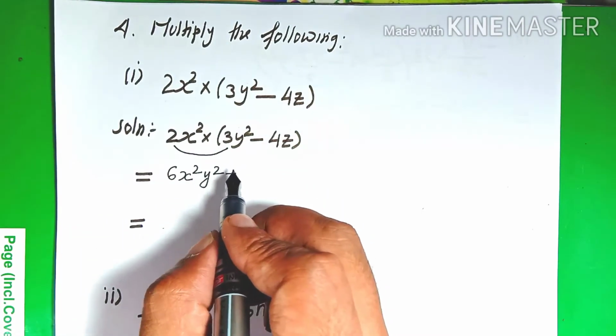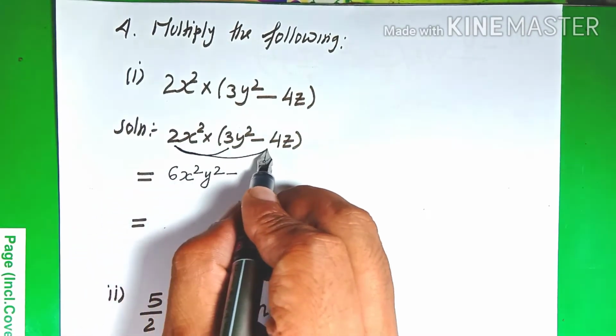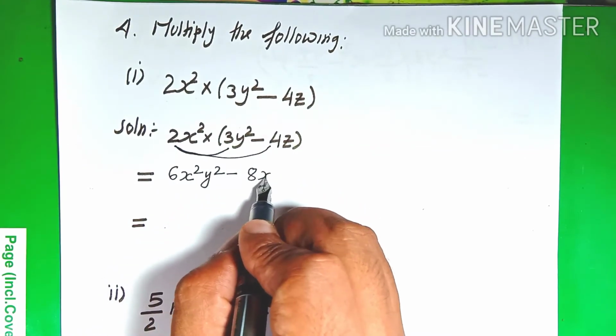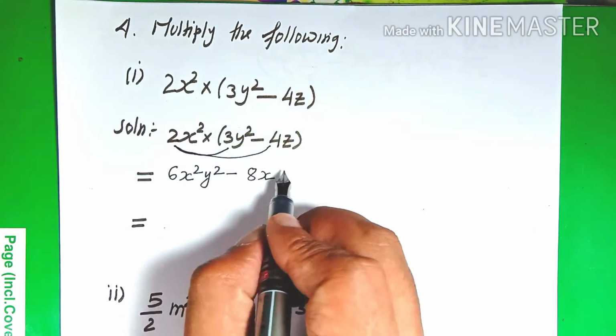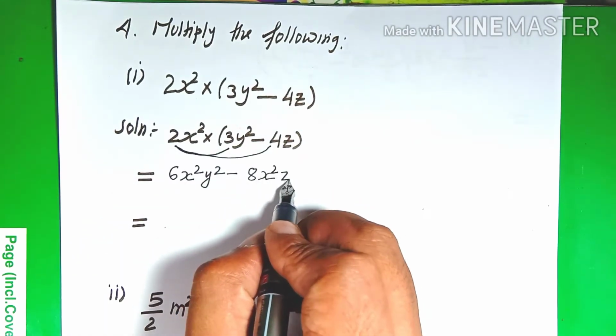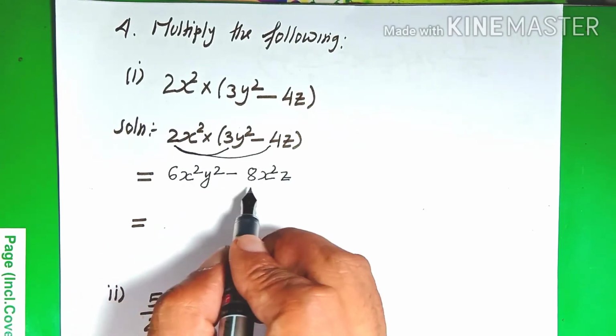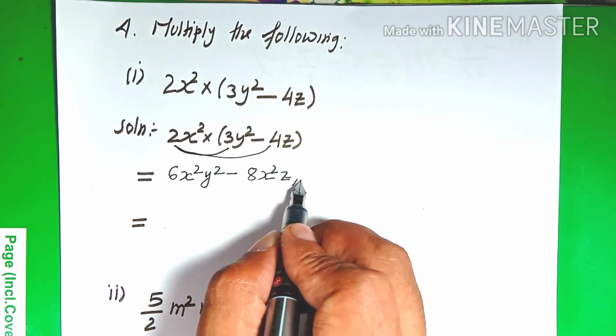After that, we can see here 2 into 4, that is, 2 4s are 8. Now followed by the variable we have here x square, followed by z. Since these two are unlike terms, it is not possible to subtract these two, so that will be our product here.